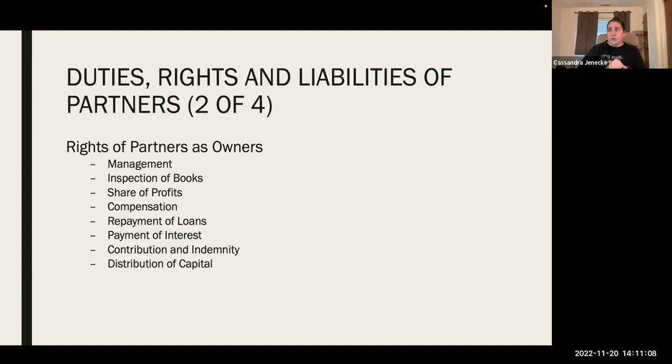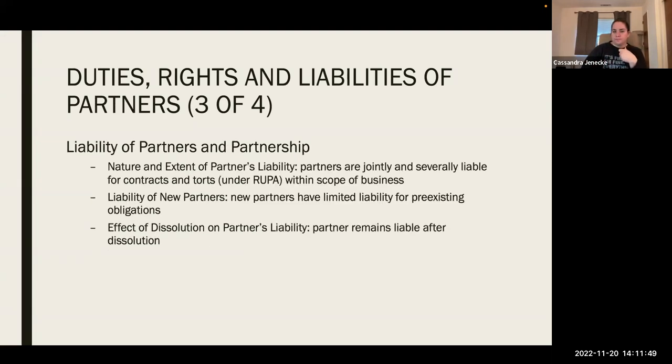Partners have a lot of rights as owners of businesses. I mean, you can see this list here. You'd also probably recognize some of this list from when we talked about agency, and also when we talked about some areas of contracts. And so the rights of partners as owners includes management of the business itself, inspection of the books, sharing of profit, discussions about compensation, distribution of capital if it comes to that, contribution and indemnity, payment of interest, repayment of loans. All of those are rights of partners.